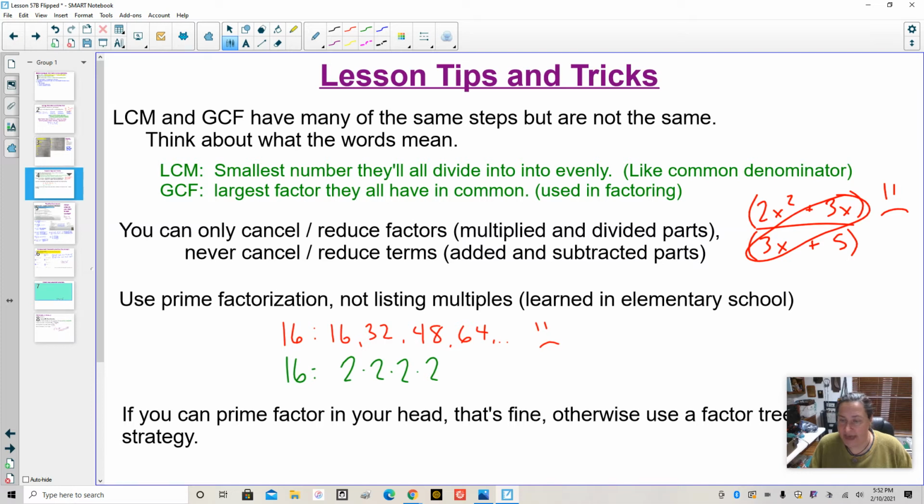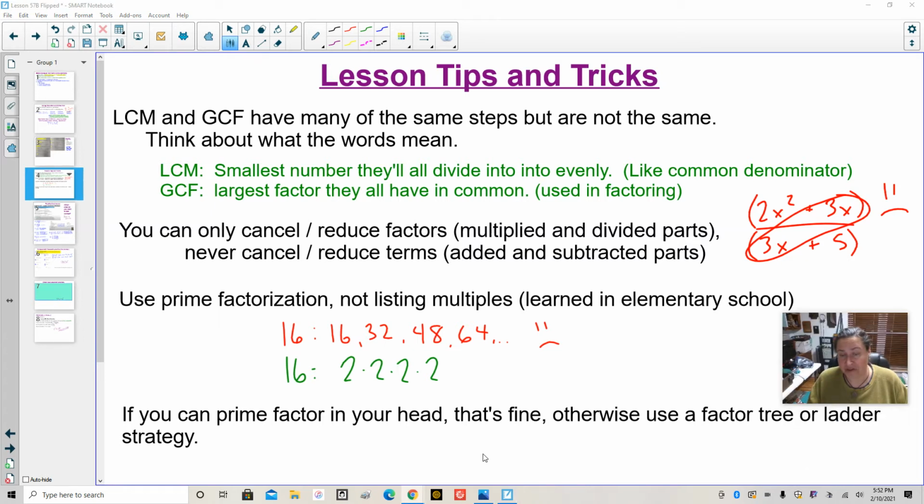But I don't want you using that technique, scaling these numbers up until you figure out one that they have in common. I want you to break them down into primes and learn how to find the least common multiple by using an algebra strategy. Plus, it won't work for variables. And then the last thing is if you can prime factor in your head, that is totally fine.